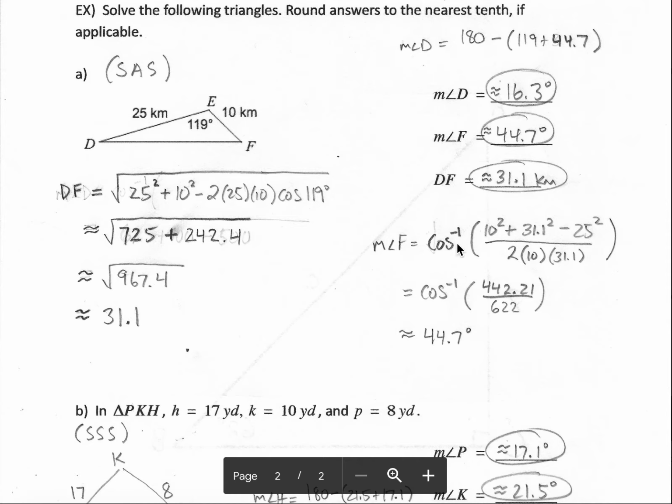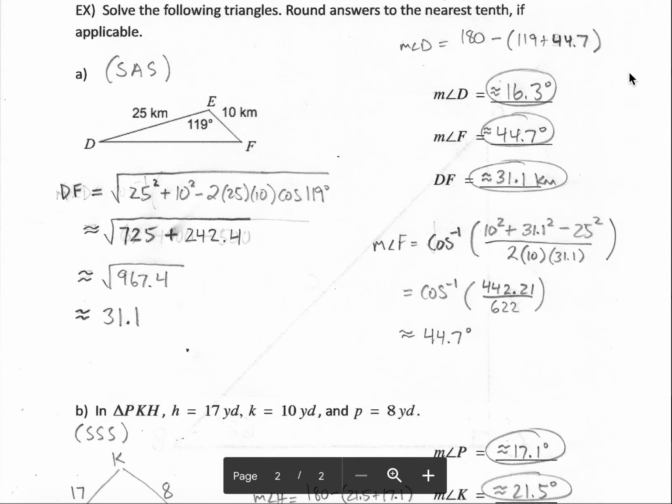So if you had inverse cosine to solve for angle D, well then you would use the two closest sides next to you, 25 and 31.1. So they would be the two squares that we add together. I would subtract the square of the side opposite, so that 10 squared would be the subtracted one there. And then on the bottom, 2 times the product of those two sides that were closest to my angle, 25 and 31.1. And then if you inverse cosine after simplifying that, you should have got 16.3.